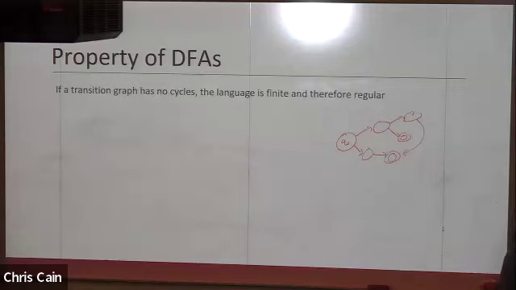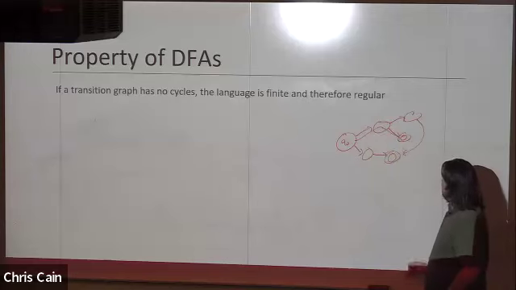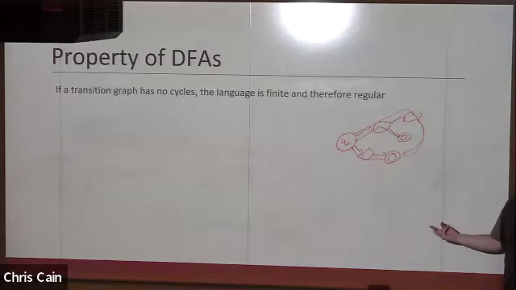Does it make sense then that the language that this DFA accepts is also finite? There are a finite number of strings, finite number of ways to get to final states. You can iterate this path to get to that final state. You can iterate this path to get to that final state and this path to get to that final state. This DFA accepts 3 strings. There's no other path or way to get to a final state. Convince yourself of that because it's very important.